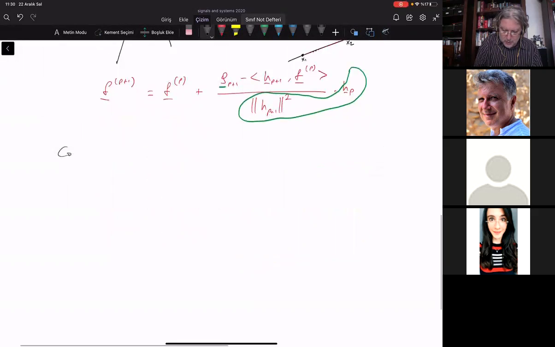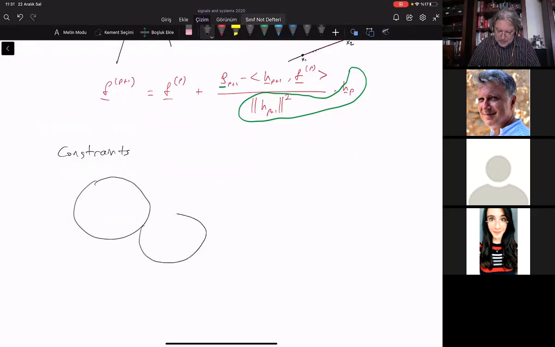So if you have constraints, each constraint will define a set, because some solutions will be compatible with the constraints, and some will not comply with the constraint. So constraints will be like this. And some of them may be your observations. So one of these sets may be your observation. The other sets are your constraints.